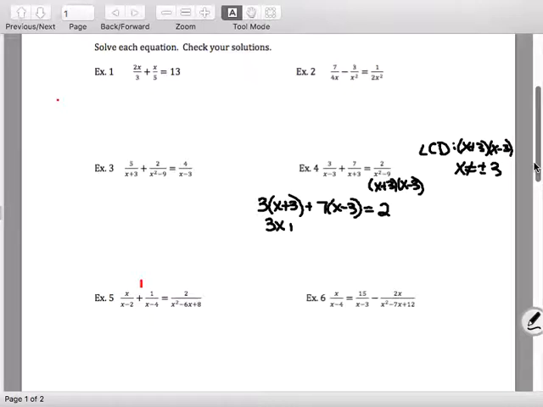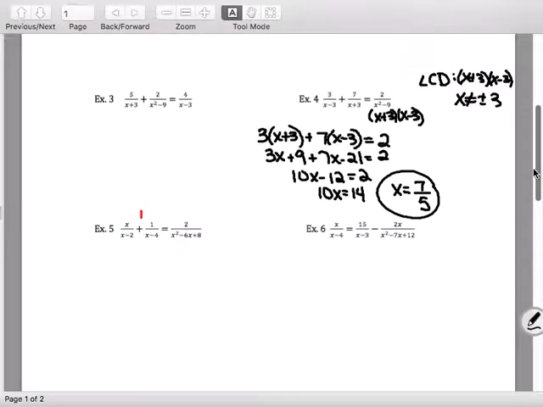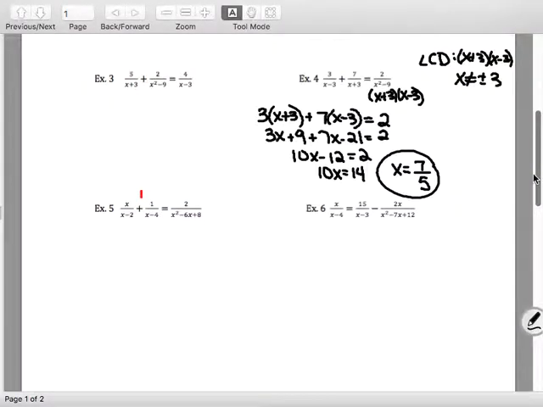So this is 3x plus 9 plus 7x minus 21 equals 2. So I get 10x equals 14. And that's going to reduce to 7 over 5. When I check it against my restrictions, it's okay. And it's okay to get fractions as an answer. Wait, what? Yeah, 14 over 10 reduces to 7 over 5.